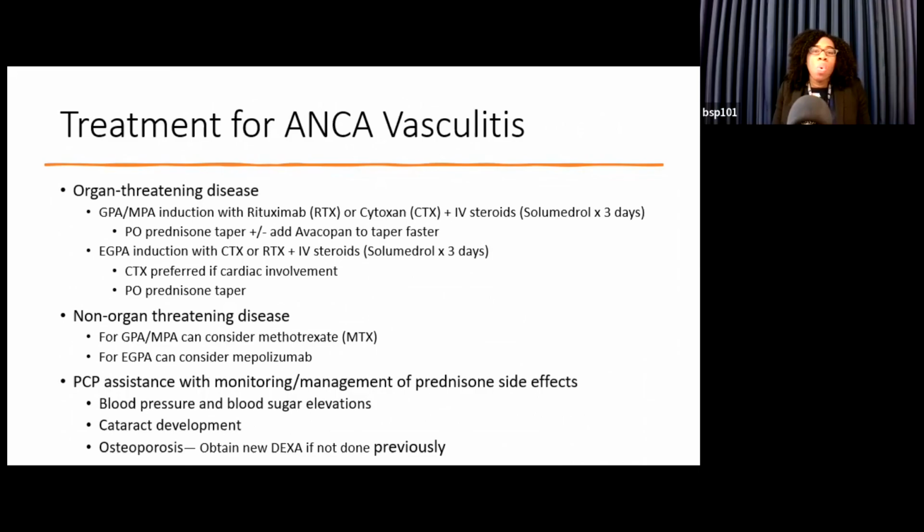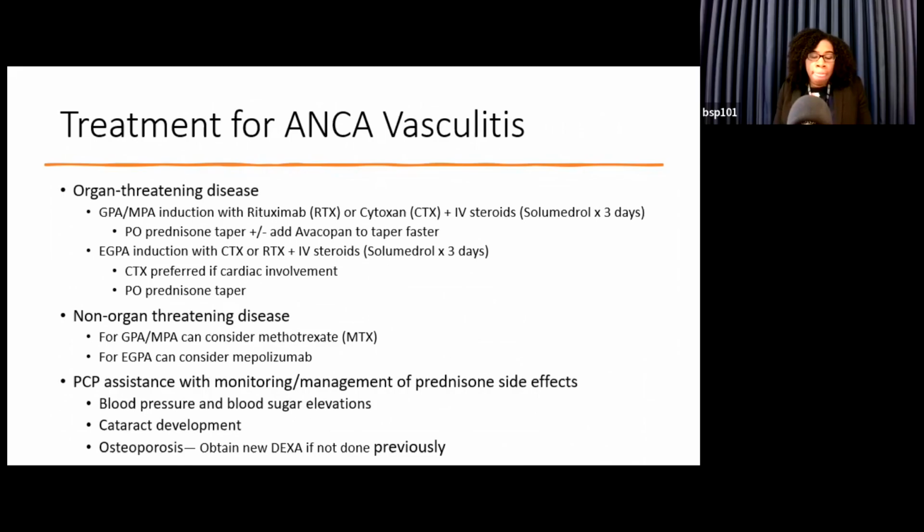And in those cases, we're very aggressive with treatment in terms of IV steroids, as well as rituximab or cyclophosphamide, and then a subsequent oral prednisone taper. And more recently, there has been a new medication called avacopan that's been released and FDA approved to help with reducing our steroid burden and helping us taper off of steroids faster. It can be a challenge to get sometimes from insurance, but there are patient assistance programs, and my brief experience with it has been pretty good so far.